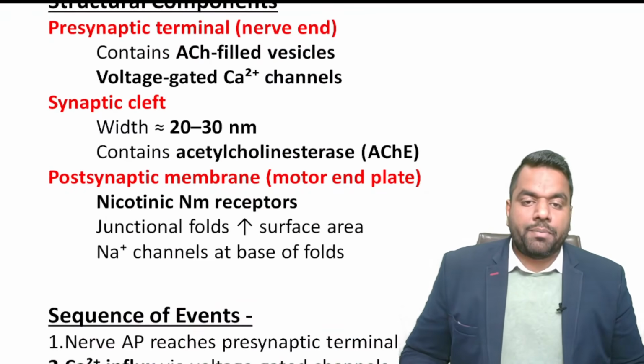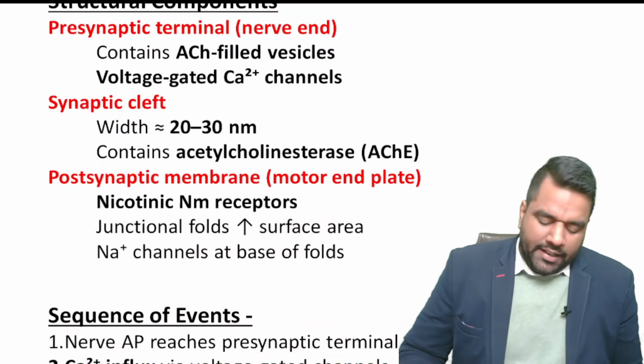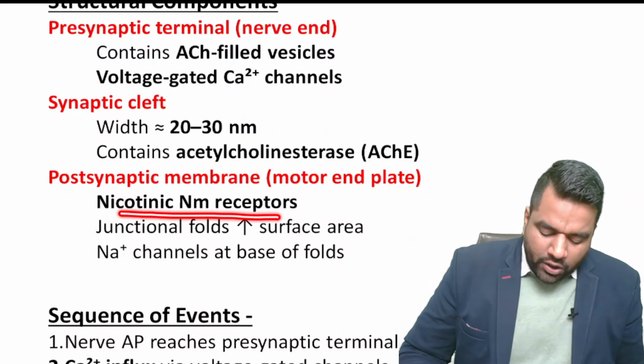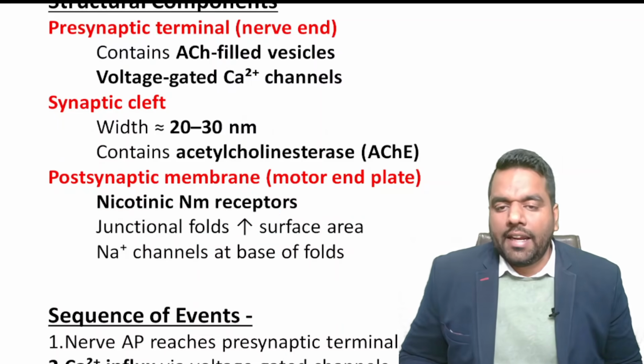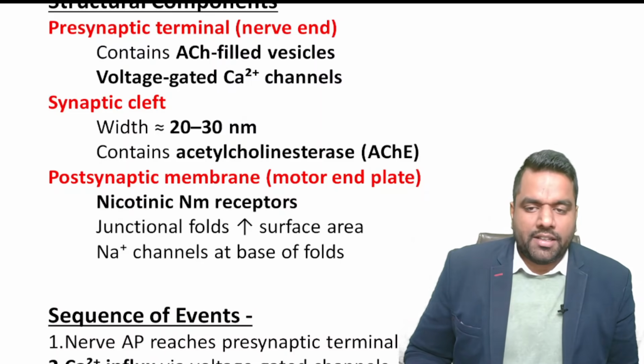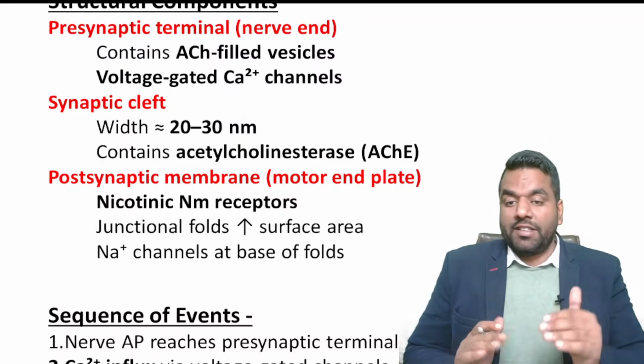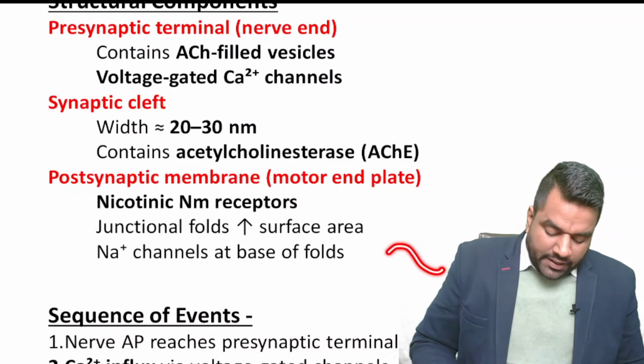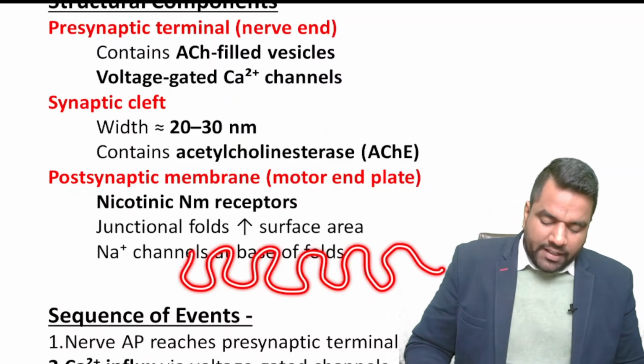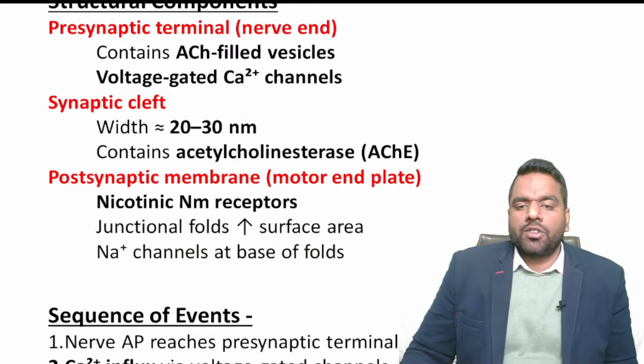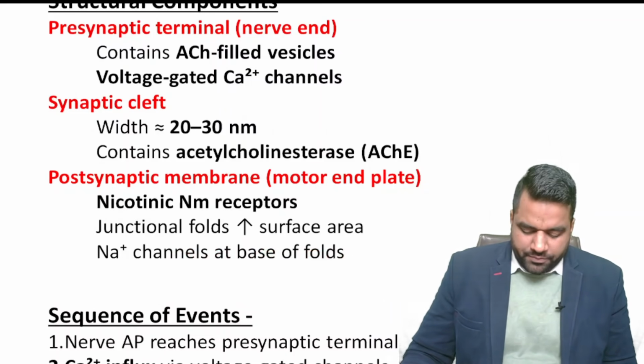Now, the postsynaptic membrane, this is the motor end plate containing the receptor for nicotinic acetylcholine. These are called NM receptors, nicotinic muscular receptors. And there are junctional folds to increase the surface area. So I told you, whenever there are mucosal folds, they increase the surface area, and sodium channels are at the base of the folds.